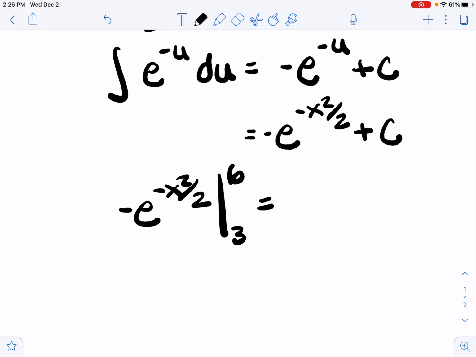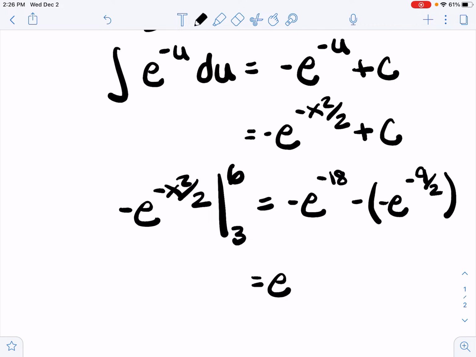So let's see, 6 squared is 36 over 2 is 18, so we have a minus e to the minus 18 minus negative e to the negative 9 halves. So that's e to the minus 9 halves minus e to the minus 18. So that's our answer, and that's one way to do it.